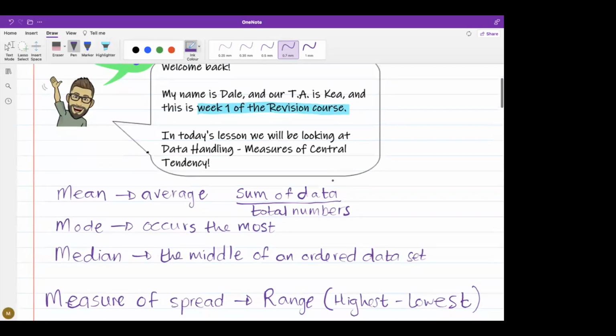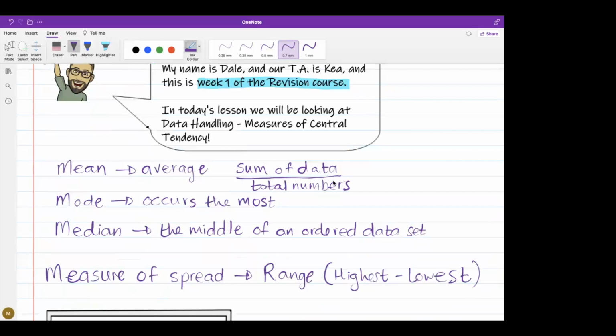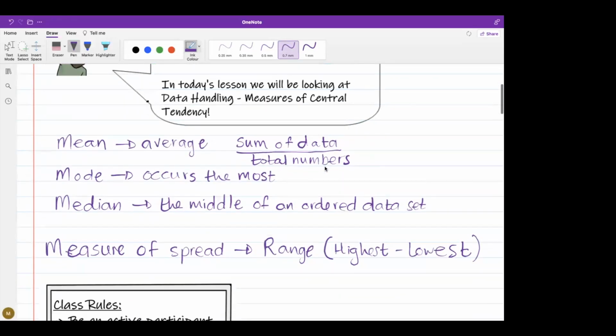And then when you get to grade 12, you also work out something called an interquartile range. Okay, so the grade 12s will recognize this. That is your quartile 3 minus your quartile 1. But that only comes into play in grade 12. So those are your measures of spread, and we've got our measures of central tendency.